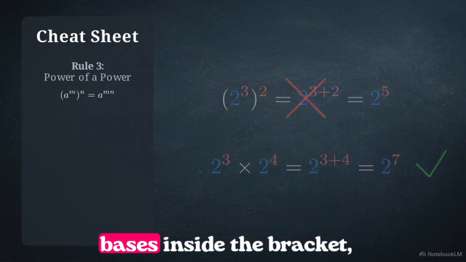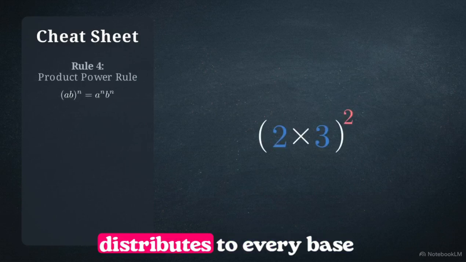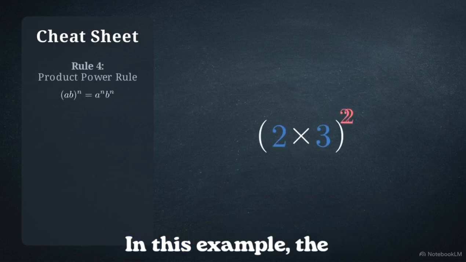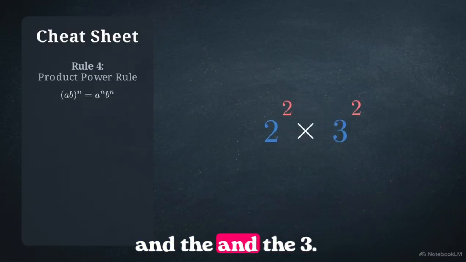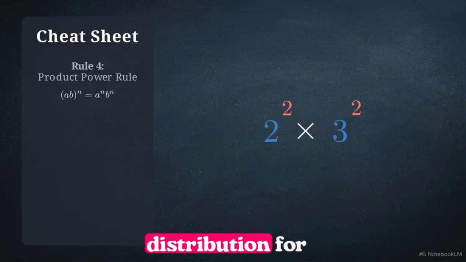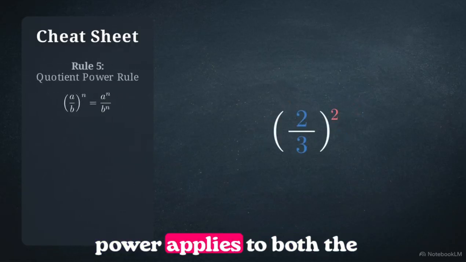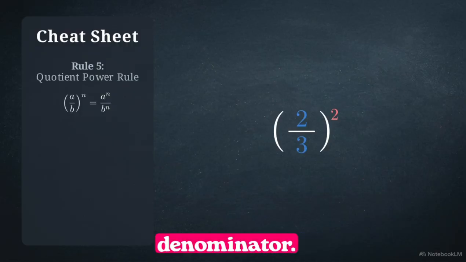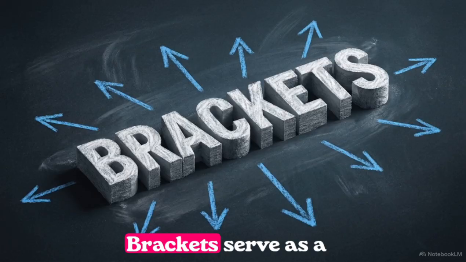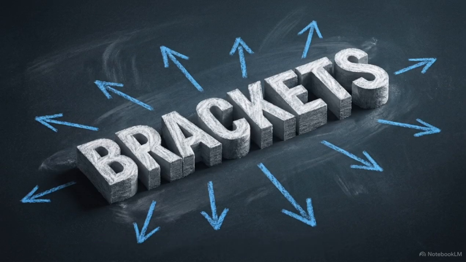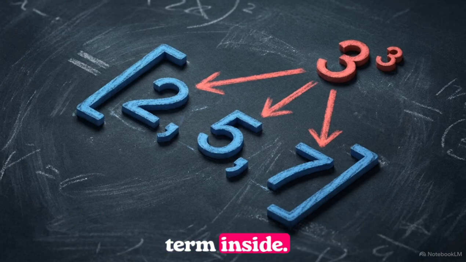If there are multiple bases inside the bracket, the product power rule applies. The outer exponent distributes to every base inside. In this example, the squared power duplicates and applies to both the 2 and the 3. We use the same distribution for fractions. The quotient power rule shows that the outer power applies to both the numerator and the denominator. 2/3 squared becomes 2 squared over 3 squared. Brackets serve as a distribution requirement. If there is an exponent outside a bracket, it must be applied to every term inside.